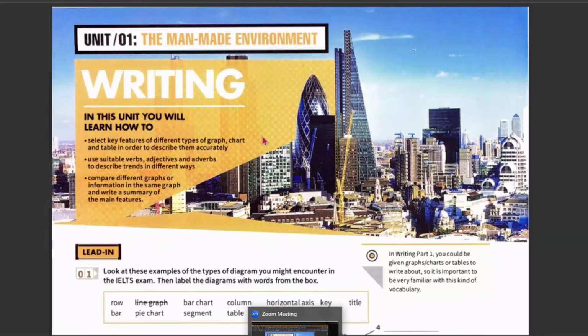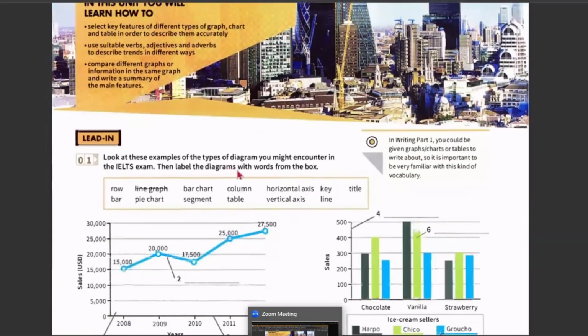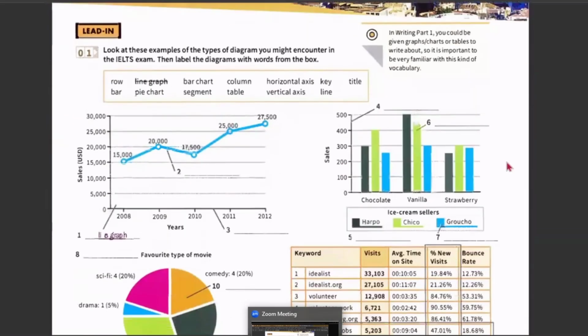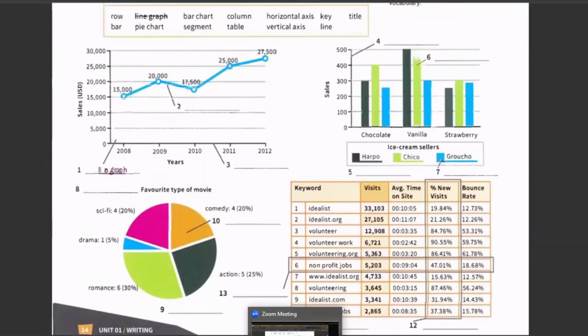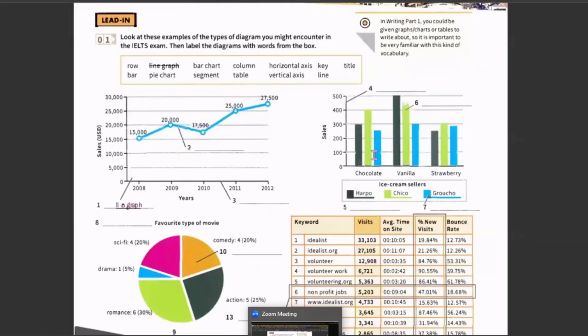Okay. Next, let's move on to our first activity that is given here. Here we have been given four different types of graphs and charts, right? You can see it, right? Yes. Okay. So in here, what we have to do is look at the types of diagrams. Four types of diagrams are given here that you might encounter in the IELTS exam. Then label the diagrams with words from the box.